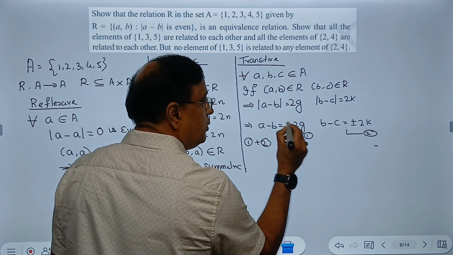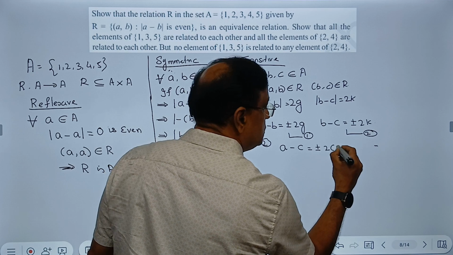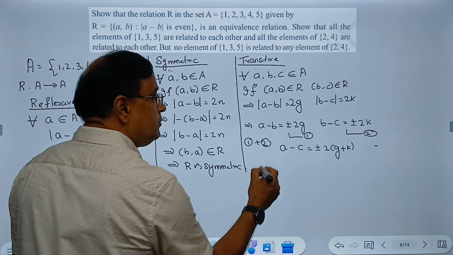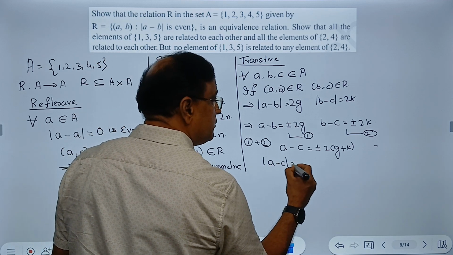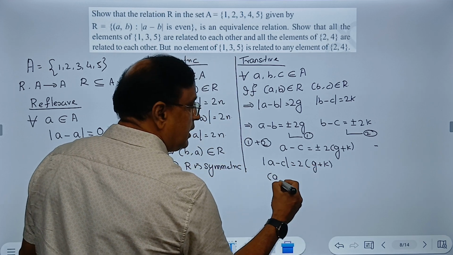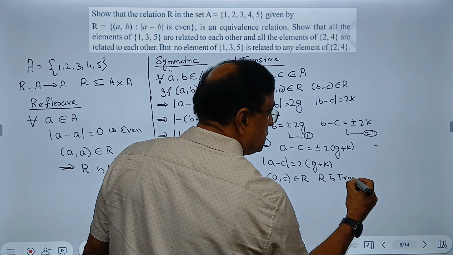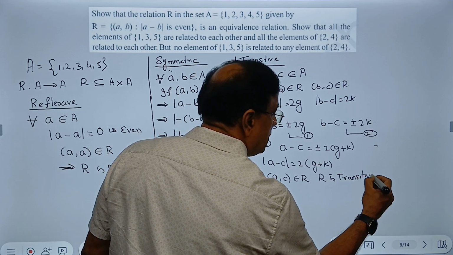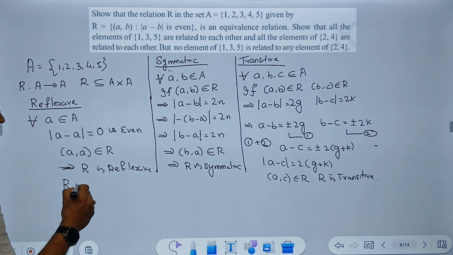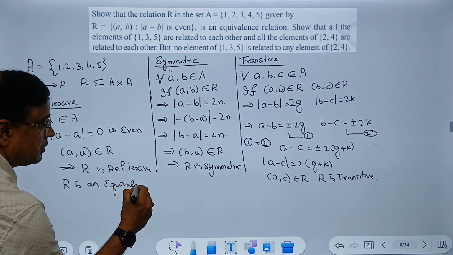When you add 1 and 2, what do you get? A minus C equal to plus or minus 2 into (G plus K). B gets cancelled. Now take modulus. So clearly modulus of A minus C is a multiple of 2. Therefore it's even. So can I say (A, C) belongs to R? Therefore R is transitive. Now that R is reflexive, symmetric and transitive, R is an equivalence relation.